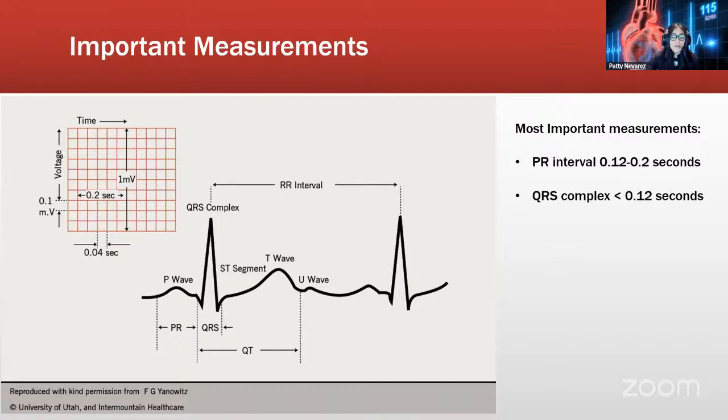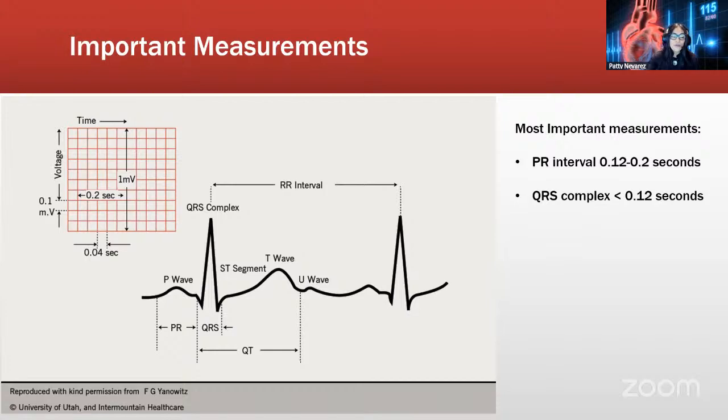And then the QRS complex has to be less than 0.12 seconds or 3 small squares. So not even 1 large square, 3 small squares. That's super important. And then we did talk about the PR interval, the PR segment, and the ST segment also to identify STEMIs, because it's ST elevation myocardial infarction.